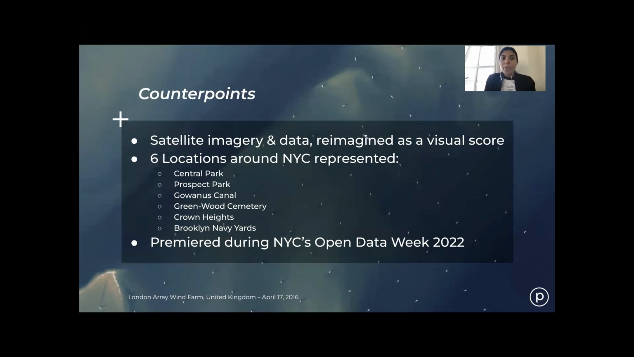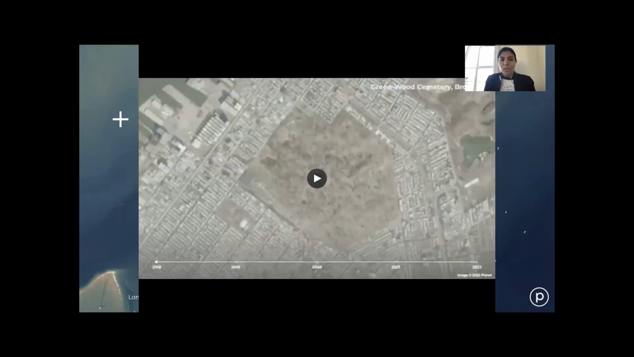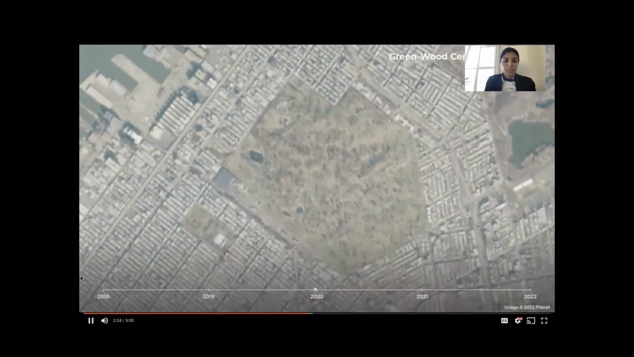So you might be wondering, what happened with that project that you were just talking about? So the project is called Counterpoints. It takes satellite imagery and data reimagined as a visual musical score. And I ended up going with 6 locations around New York City, not just Greenwood Cemetery. And this project actually premiered during New York City's Open Data Week in an exhibition this year. Here's an example of the scores used in the project. The leaves were from a data set about the trees in Greenwood Cemetery, superimposed with the Brahms Requiem. And you can see a snapshot of what the project looked like here.